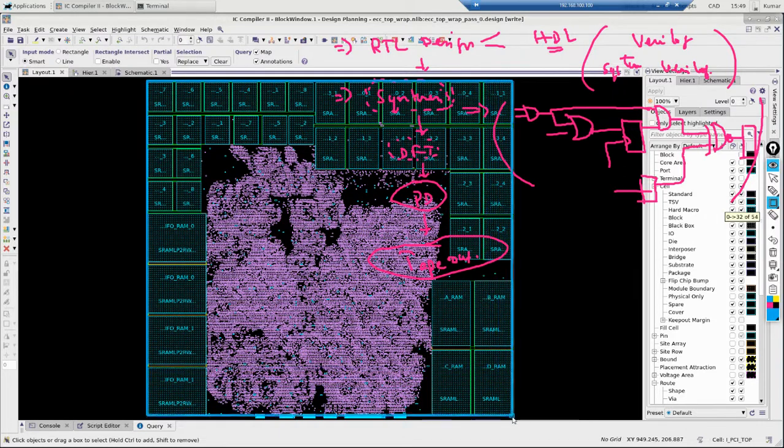Say this is your block area that is given to you. Now you have to implement the design in the given area. Okay, that is what you are going to do. Now during this whole process, you will follow different steps.